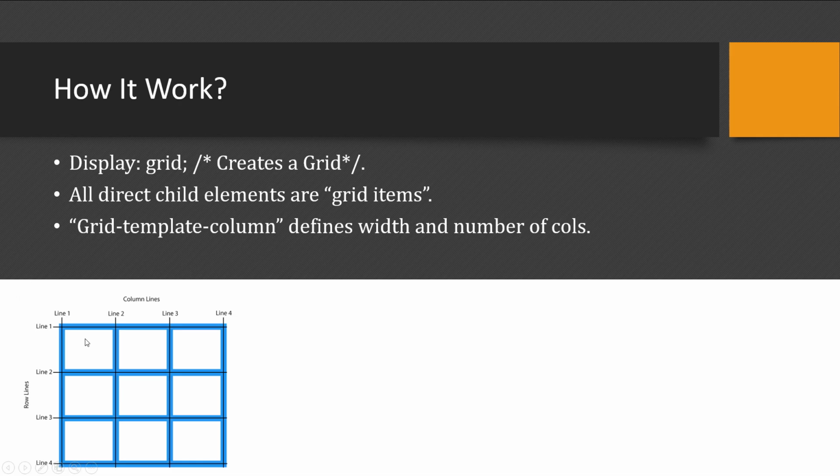So here is a simple image. When you define the columns, it will start on line 1. As you can see, this is line 1, 2, 3, 4, but inside there are 3 boxes, right? First, second, and third. These are column lines and these are row lines. First, second, third, fourth, right?